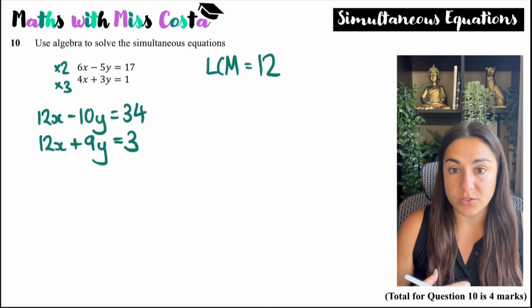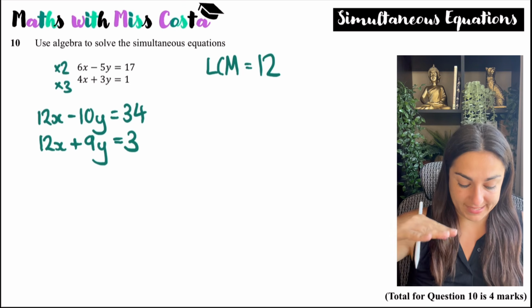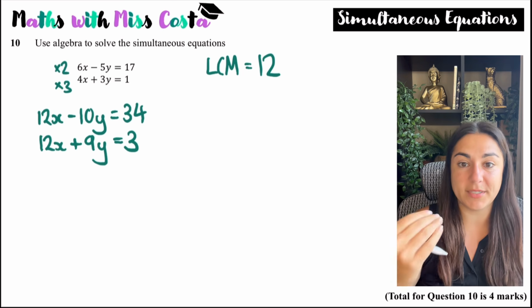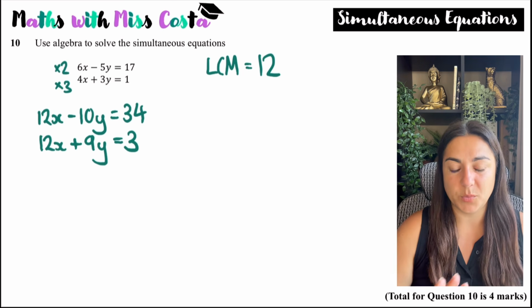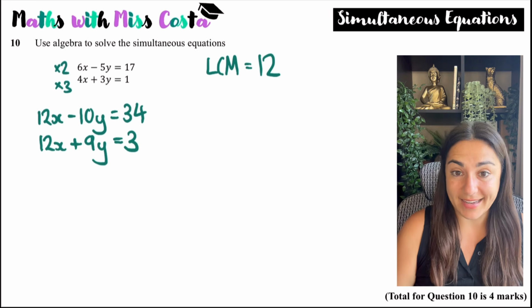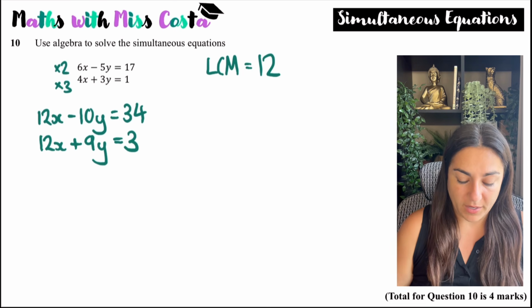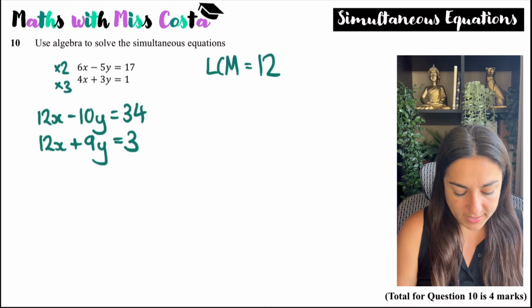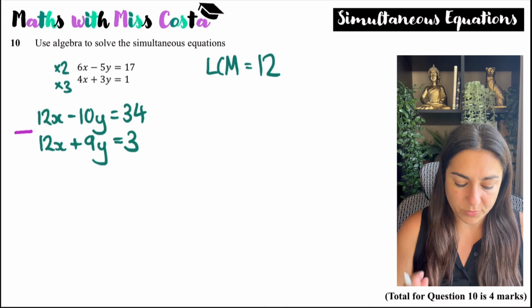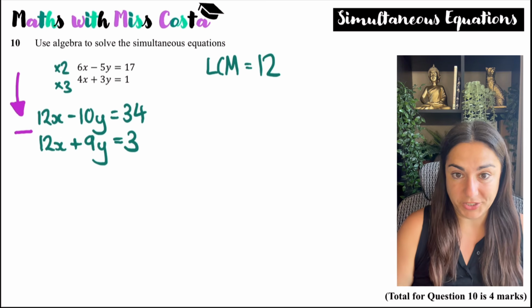So now that I've got two of my variables that are the same, so the x's are the same value in both of the equations, I need to decide whether I'm going to add or subtract. Now, you're always going to want to cancel the variable that is the same, so you need to decide whether adding the x's or subtracting the x's is going to cancel them out. Well, I know that 12 plus 12 is 24, and 12 minus 12 is 0, so I'm going to subtract. So I would always recommend putting a big either add or subtract over here to remind you.